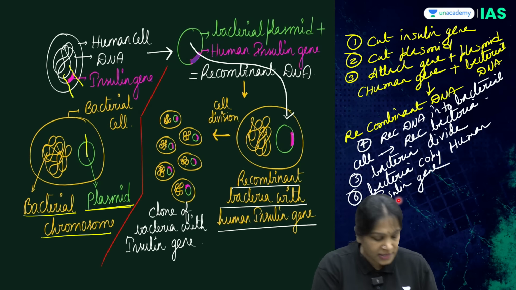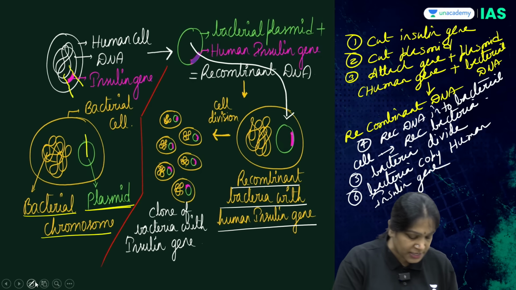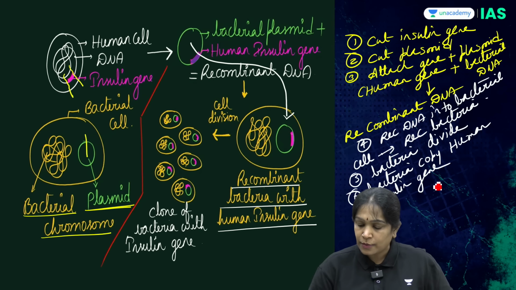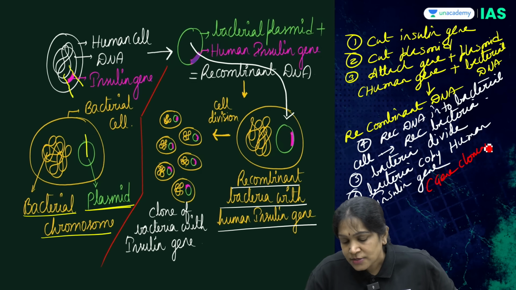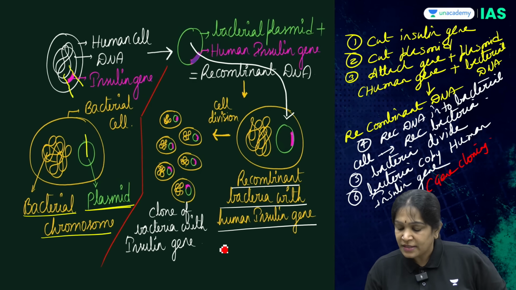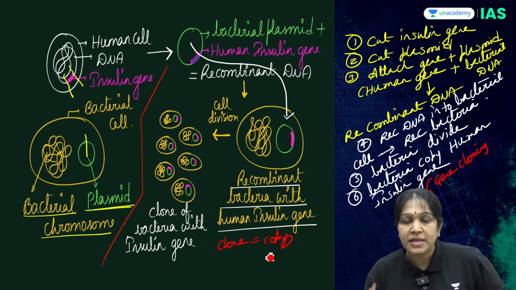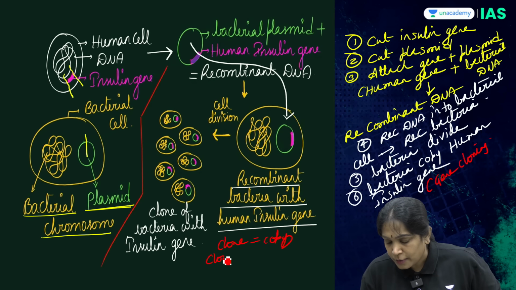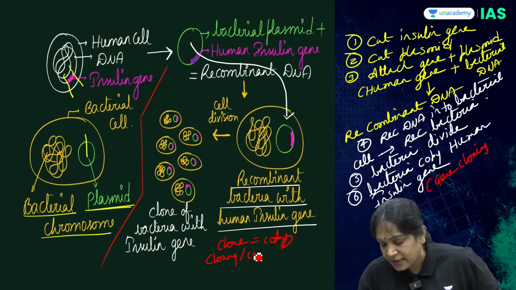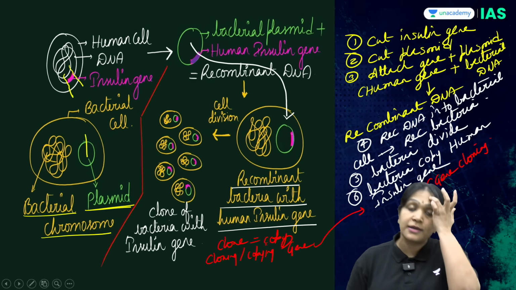So we can call this particular procedure gene cloning. Why is this called gene cloning? The word clone means copy. What are we cloning here? We are copying the gene. Therefore, this procedure is called gene cloning.